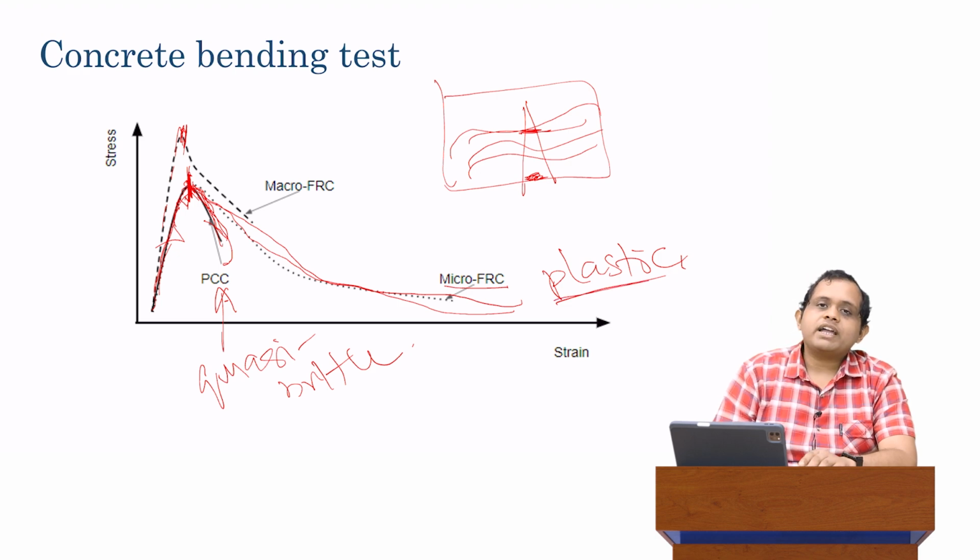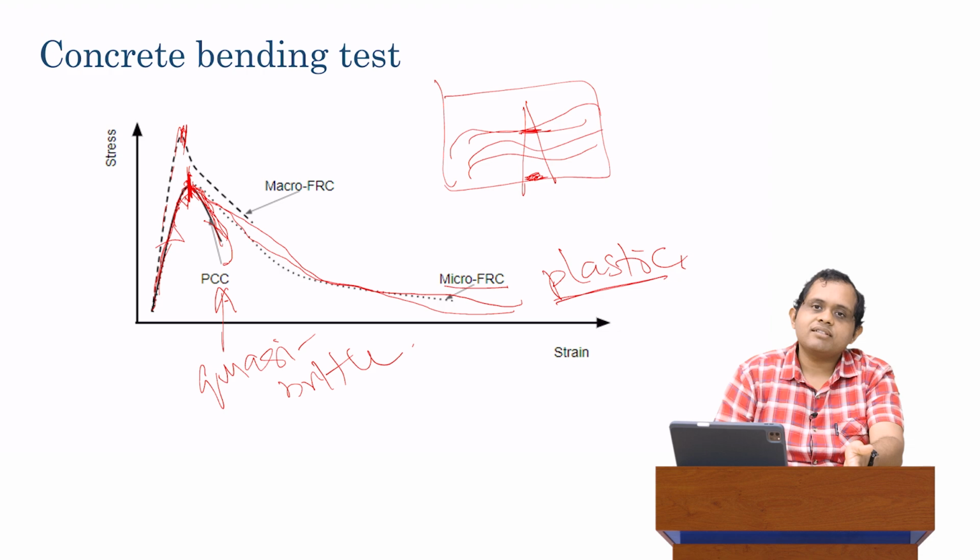In one case, micro FRC improves the plasticity of the material. That is, the strength stays the same. It's the post-peak behavior that tends to get elongated. Whereas macrofibers tend to have a little bit of effect on post-peak, so even the post-peak gets spread out. But what they really do is improve the strength, so they increase the strength of the concrete.